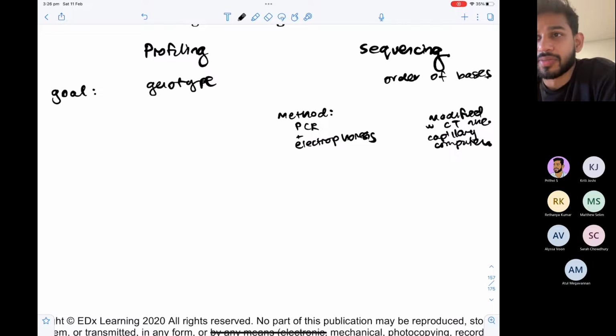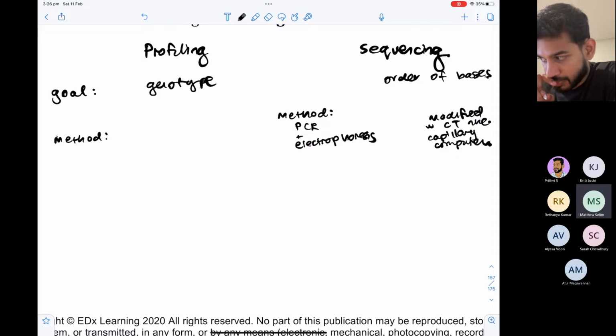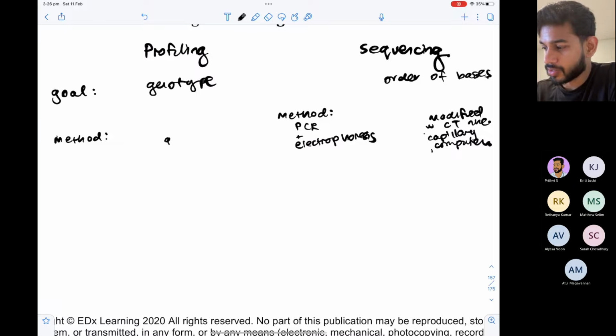Matthew, on to you. What's another similarity or difference? Profiling uses gel electrophoresis, while sequencing uses capillary electrophoresis. Good, good. So we've kind of put that there. So sequencing capillary, and profiling uses gel. Good, good add-on.